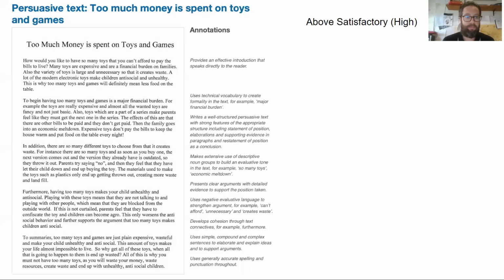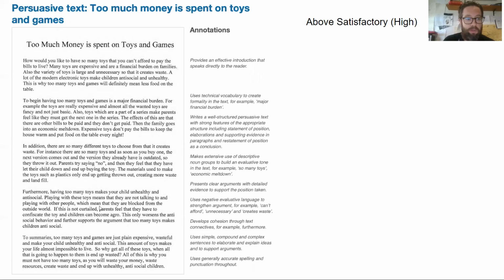It's the same topic. How would you like to have so many toys that you can't afford to pay the bills to live? Many toys are expensive and are a financial burden on families. Also, the variety of toys is large and unnecessary, so that it creates waste. A lot of the modern electronic toys make children antisocial and unhealthy. That is why too many toys and games will definitely mean less food on the table. I'm sure some of you have seen the persuasive devices with the rhetorical questions, the high modality, and the reasons there. And this is the preview where they've listed the 3 main reasons.